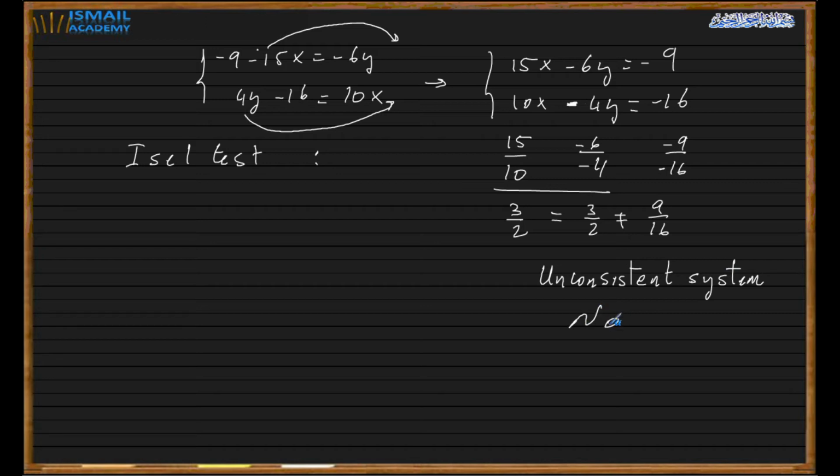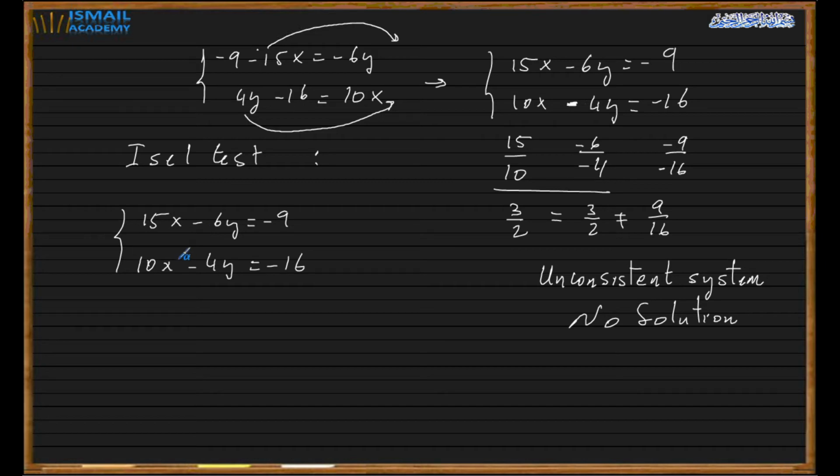Which means no solution. So how do I know that it's no solution? By using elimination. So let's do it. After I organize the system, it's going to be 15x minus 6y equals minus 9. And here I will have 10x minus 4y equals minus 16.